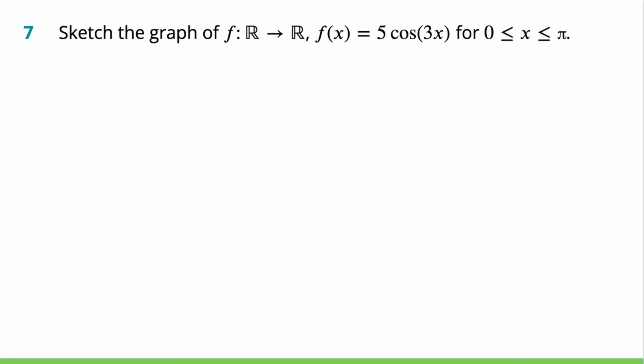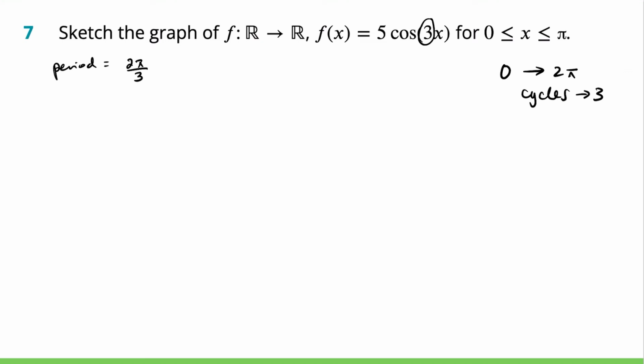Question 7 says, sketch the graph of y equals 5 cos 3x between 0 and pi. The first thing we want to do is find out what the period is. The period is going to be 2 pi on n, which in this case is 3. So it's going to go for 2 pi on 3 for 1 cycle. In general, between 0 and 2 pi, the number of cycles we have is this value here. So we're going to usually have 3 cycles.